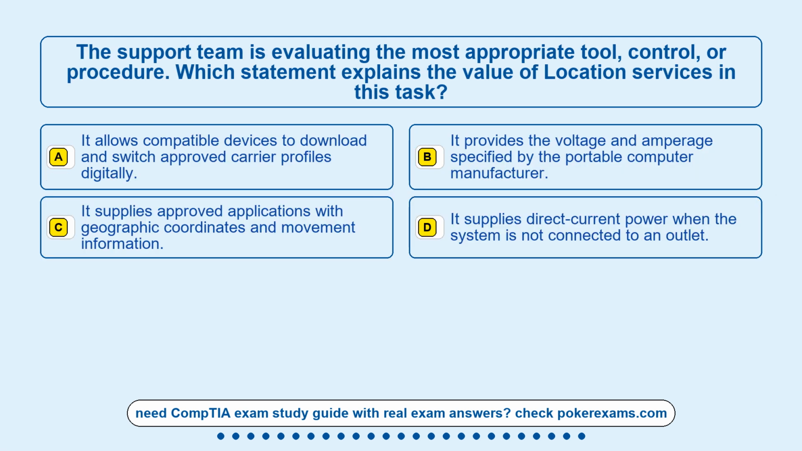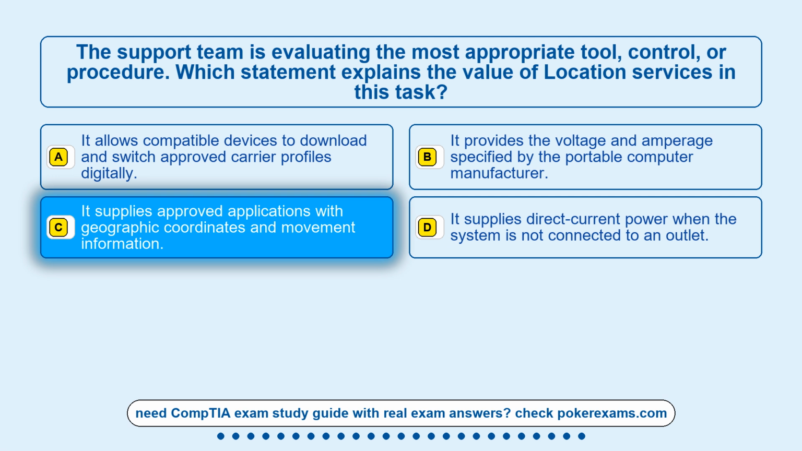Question 3. The support team is evaluating the most appropriate tool, control, or procedure. Which statement explains the value of location services in this task? Option A. It allows compatible devices to download and switch approved carrier profiles digitally. Option B. It provides the voltage and amperage specified by the portable computer manufacturer. Option C. It supplies approved applications with geographic coordinates and movement information. Option D. It supplies direct current power when the system is not connected to an outlet.